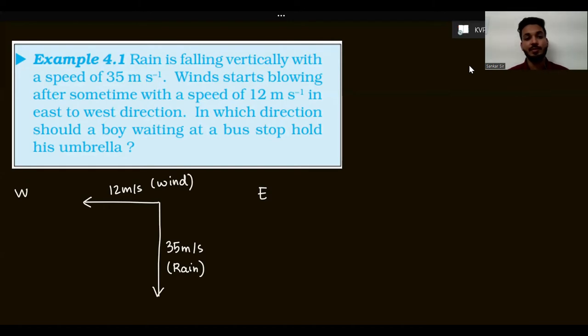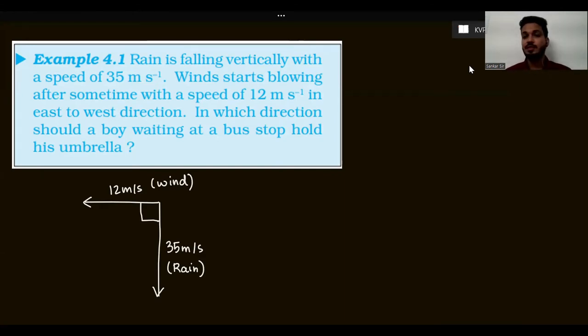What is the resultant between 12 meter per second and 35 meter per second? The angle between them is 90 degrees. Obviously, if something is falling down and something is going horizontally, that means the angle between them is 90 degrees. So what you can do is use the parallelogram law here. Actually, they are just 90 degrees, so you can simply use Pythagoras theorem also.